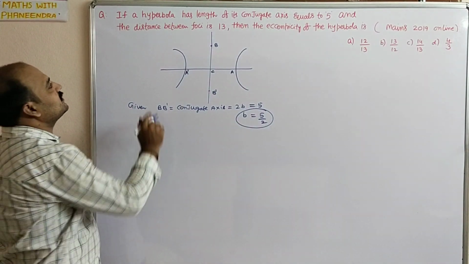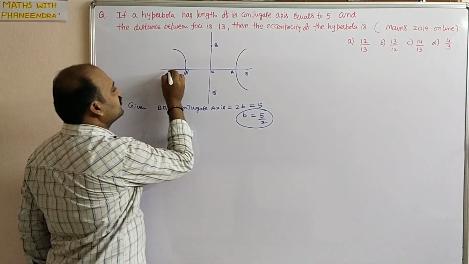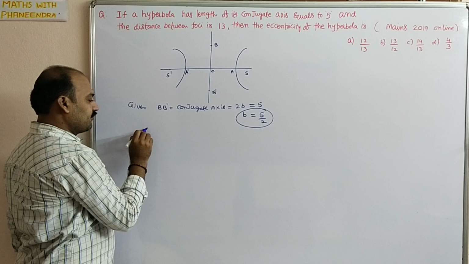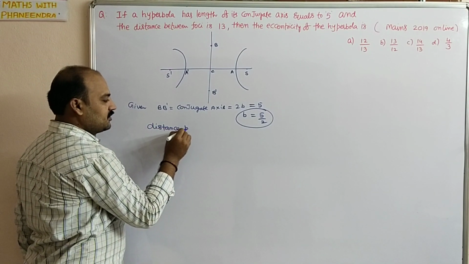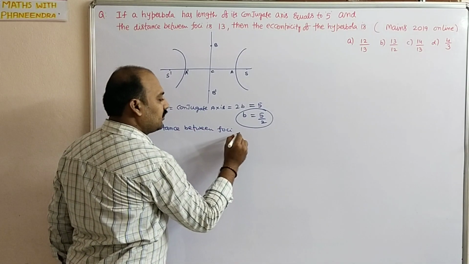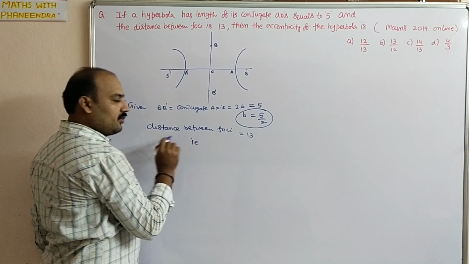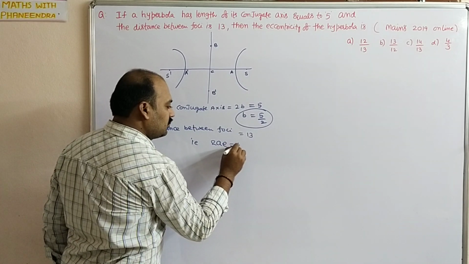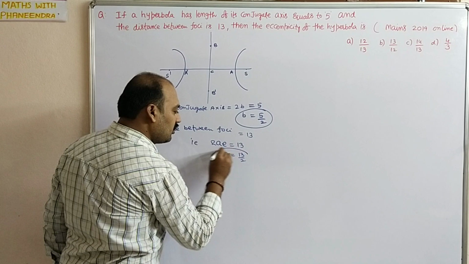Next, one more condition is there. The distance between foci S and S dash. Distance between foci is equal to how much? 13. What is the formula for the distance between foci? 2ae. 2ae is equal to 13. So ae is equal to 13 by 2.